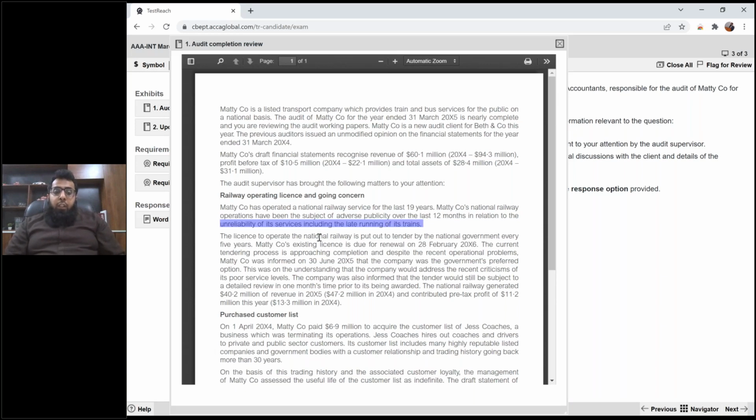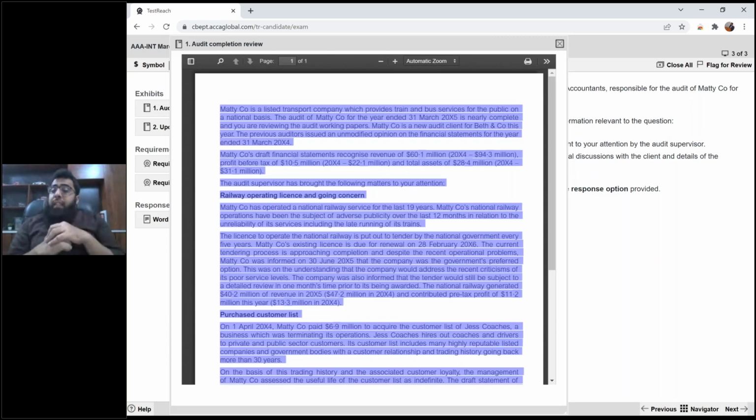The license to operate the national railway is put out to tender by the national government every 5 years. The company's existing license is due for renewal on 28th of February 2006. Now wait a minute, the year end is 31st March, and within 12 months the renewal of the license is subject. And we also have a bad reputation. So you can think about the going concern.